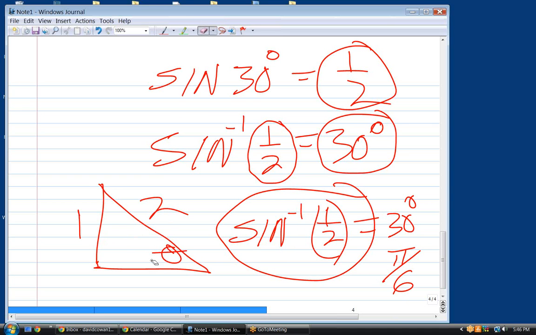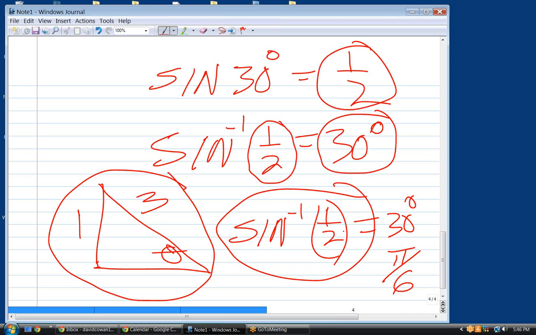They may give you a triangle and say, figure out theta. And it may not be nice numbers. It may be numbers like that. So the only way to solve for theta here is to go into your calculator and look up the inverse sine of 1/3. And inverse sine is the same as arc sine. There are 2 different methods of speaking about it.